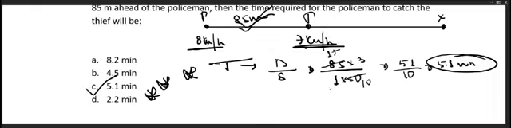So it is the shortest approach to find the time: distance and the relative speed. That's it. You can get the answer in seconds.